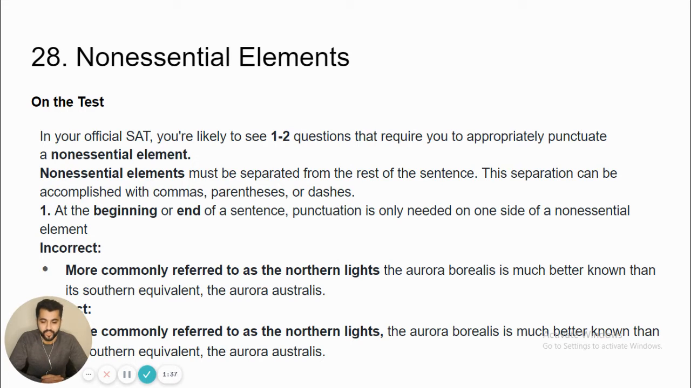So, more commonly referred to as the northern lights, the aurora borealis is better known than its southern equivalent, the aurora australis. Okay, so first we have a non-essential clause at the beginning of the sentence. So if we have a non-essential clause at the beginning of the sentence, we only need a punctuation on one side of the non-essential clause or element, right? And here it would be straight after the Northern Lights. So in the correct version, you can see: more commonly referred to as the Northern Lights, comma, the aurora borealis is better known than the southern equivalent, the aurora australis.